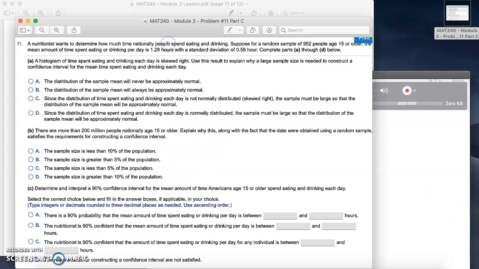So parts A and B just go through the requirements of the normal distribution and that the sample must be less than 5% of the population. They talk about that. Again, if you have questions about that, let me know. Part C says determine and interpret a 90% confidence interval for the mean amount of time Americans aged 15 or older spend eating and drinking each day. So before we start talking about the interpretation, let's first look at how to find the lower and upper limits.